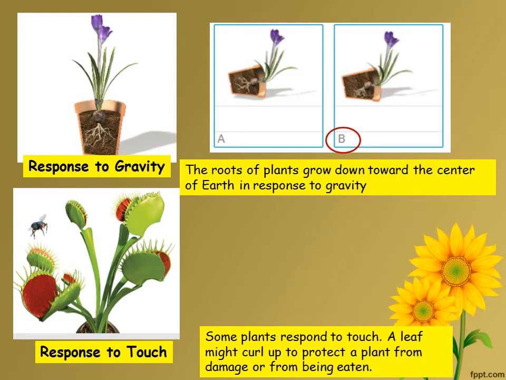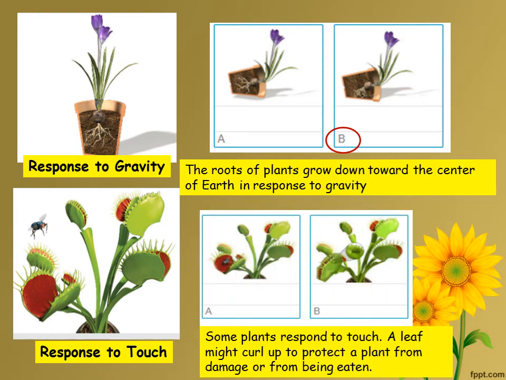Some plants respond to touch. A leaf might curl up to protect a plant from damage or from being eaten, like this Venus flytrap. It clasps its leaves closed if an insect touches the fine hairs on the inside of these leaves. Now tell me, what do you think will happen when the fly lands on the leaf? Yes, it's letter B. The answer is so obvious, right? The leaf responds to touch by closing around the fly.